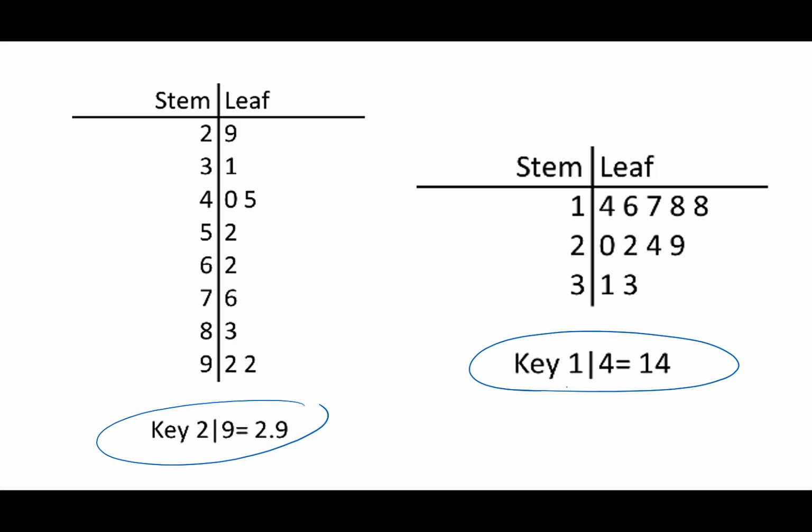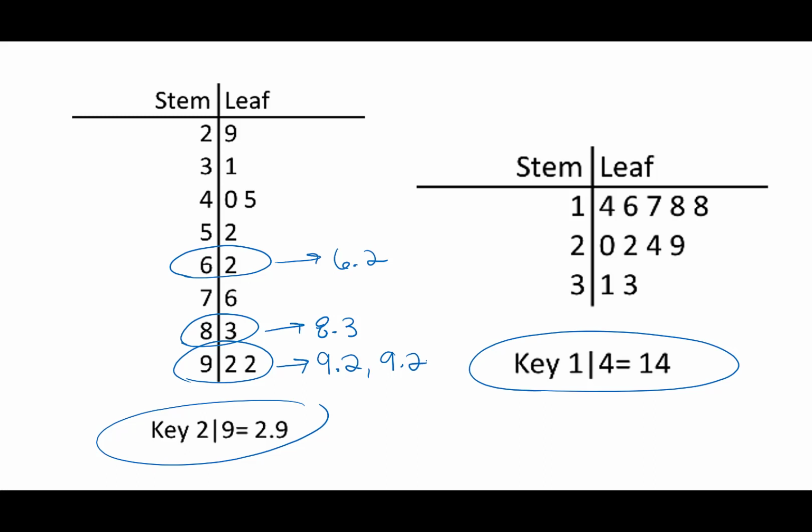The one on the left: when 2 is on the left of the line, which would be a stem, and 9 is on the right of the line, which would be a leaf, that number equals 2.9. So for example, a stem of 6 and a leaf of 2 represents the data point 6.2. A stem of 8 and a leaf of 3 represents the data point 8.3. And right here when we have 9, 2, 2, that means there are two data points that are both the value 9.2.